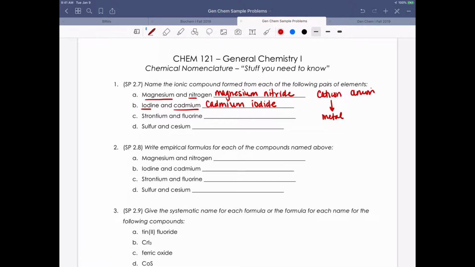Working a little bit more quickly with these last two, strontium is our metal, and fluorine becomes fluoride. Last one, again, cesium is our metal, and sulfur becomes sulfide.